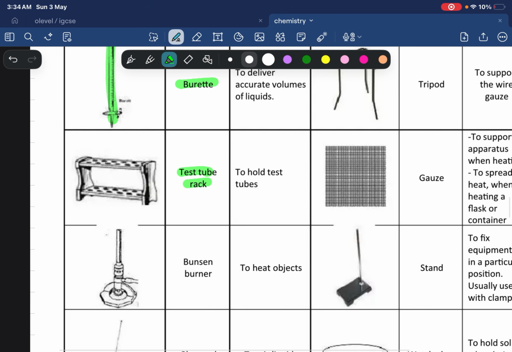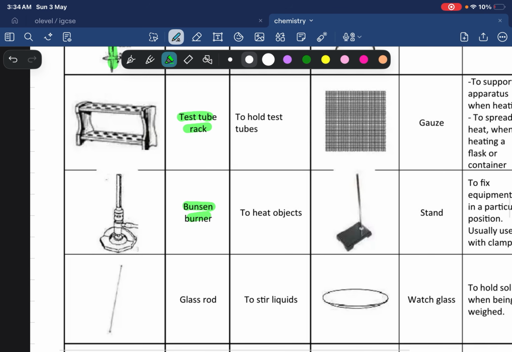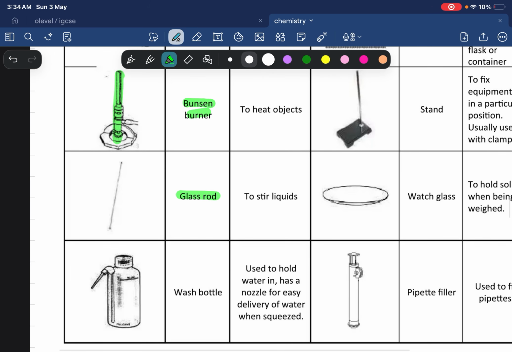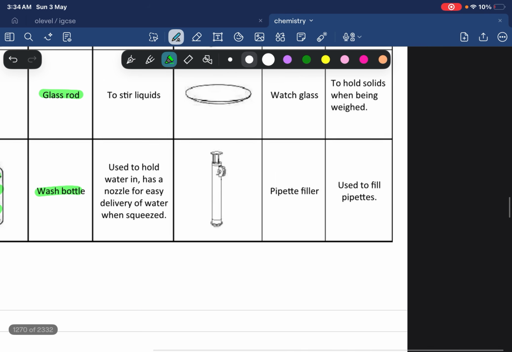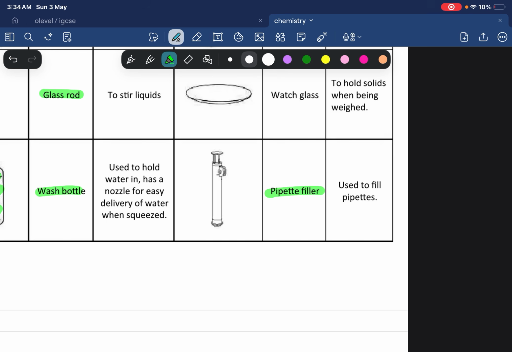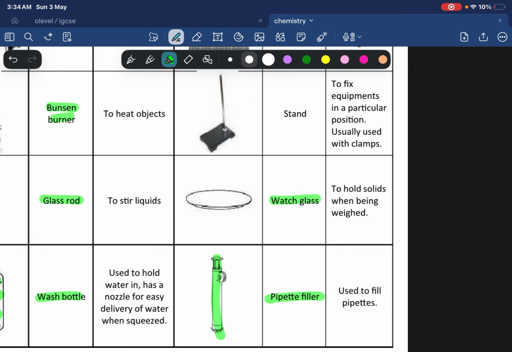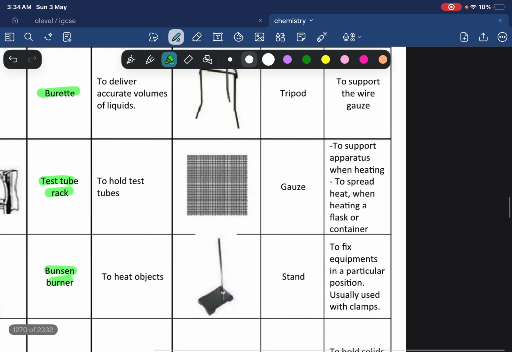Test tube rack, not that important. Bunsen burner, again you should be able to label it. Glass rod, used for mixing things. Wash bottle, used to transfer distilled water, or if there is something you need to transfer in not fixed volumes, just randomly, then you can use a wash bottle. Then there's a pipette filler. Pipette filler is important because it's used to fill pipettes, right? Then you have a watch glass. You can put stuff in here to hold things, but not that important. Again, stand, not that important.